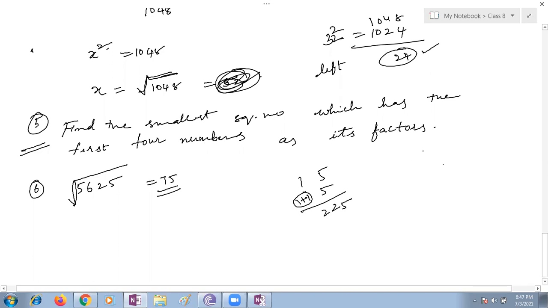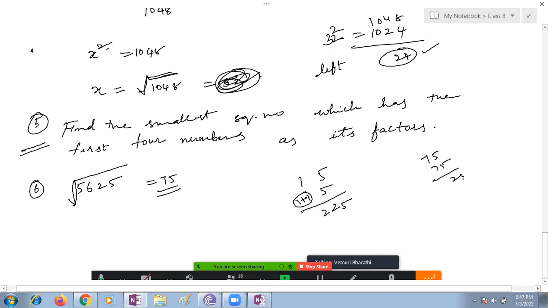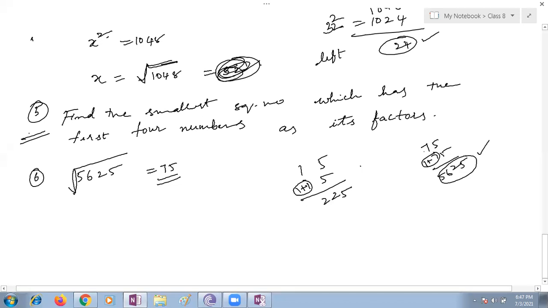Ma'am, 4,500. Is it correct, ma'am? 75 squared: 5 times 5 is 25. 7 plus 1 is 8. 8 into 7 is 56. 8 sevens are 56. This is the technique. Don't forget. Whenever you get such numbers, use that, so that once again you will recall it and you are fine. Yeah.